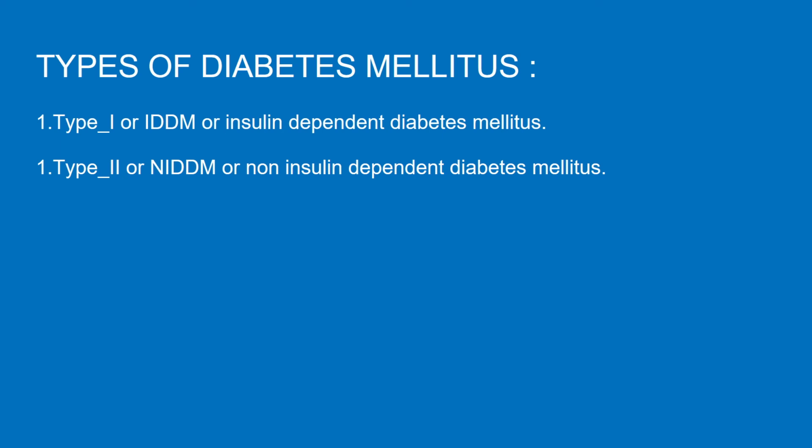There are two major types of diabetes mellitus. Type 1 is IDDM or insulin dependent diabetes mellitus. Type 2 or NIDDM is non-insulin dependent diabetes mellitus.